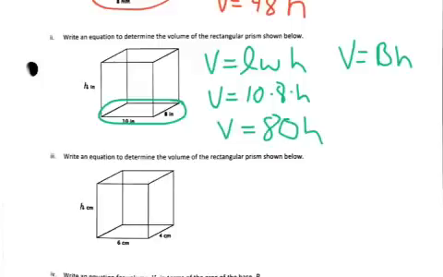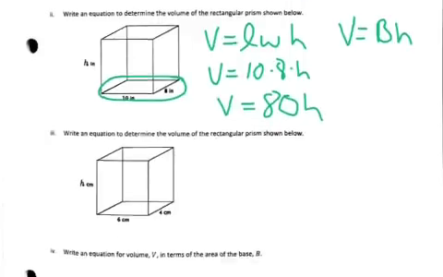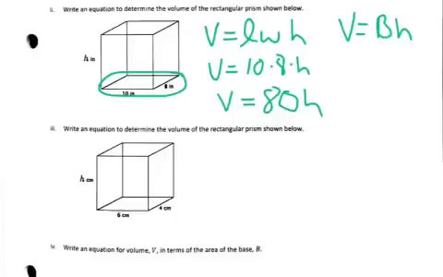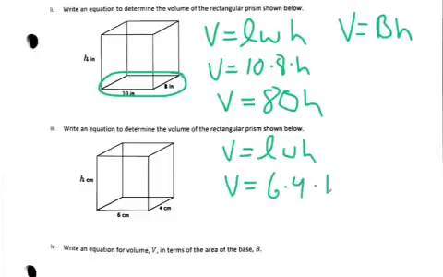Go ahead and do number 3 on your own real quick. Hit pause. Alright, so volume equals length times width times height, or base area times height. So volume equals 6 times 4 times h, or volume equals 24h.